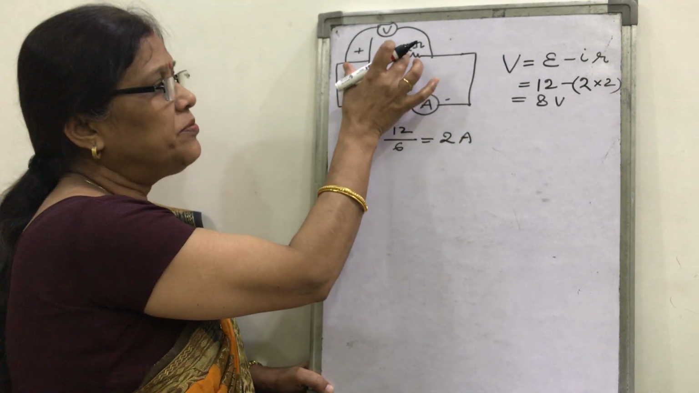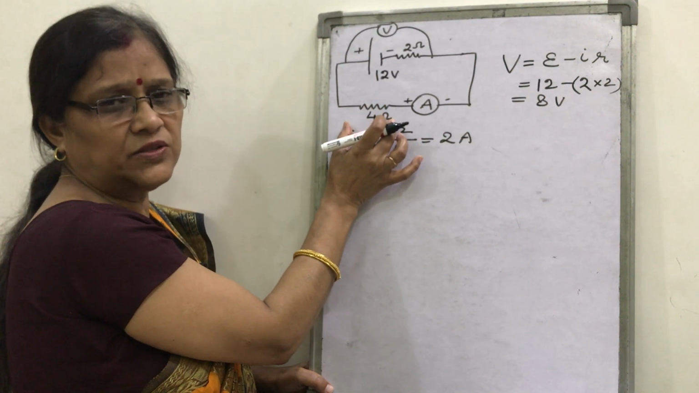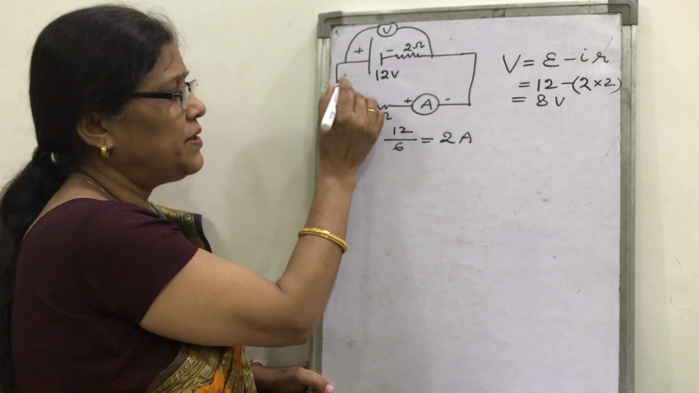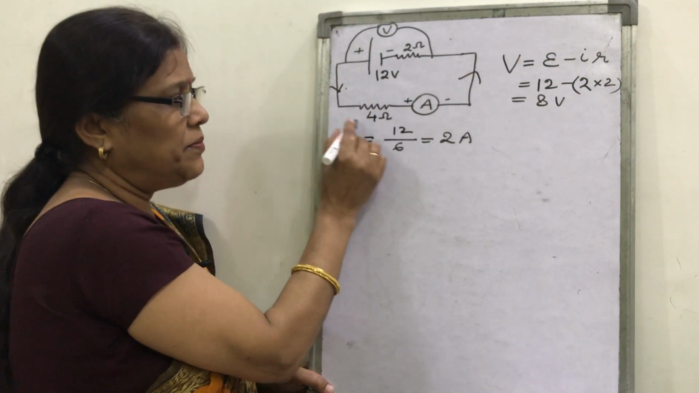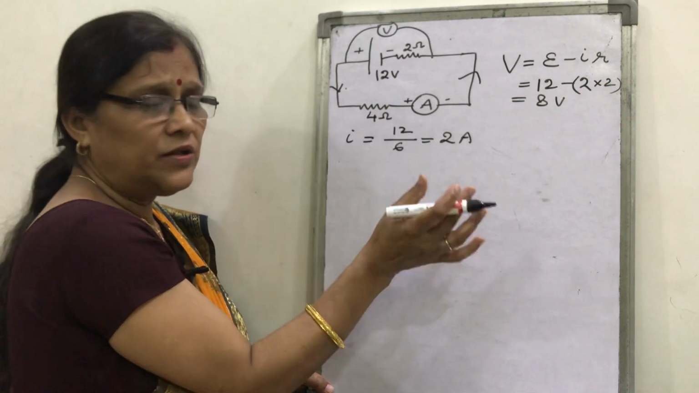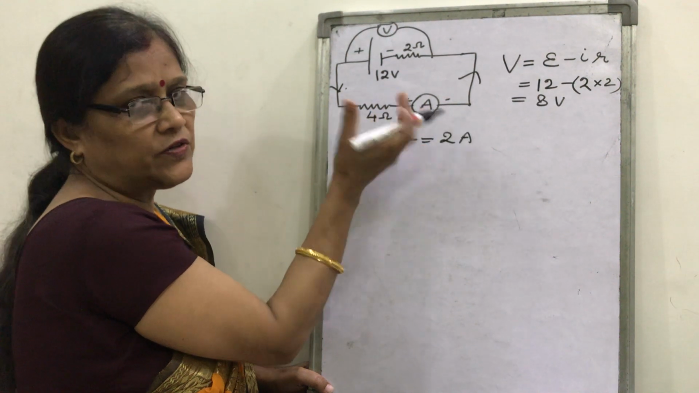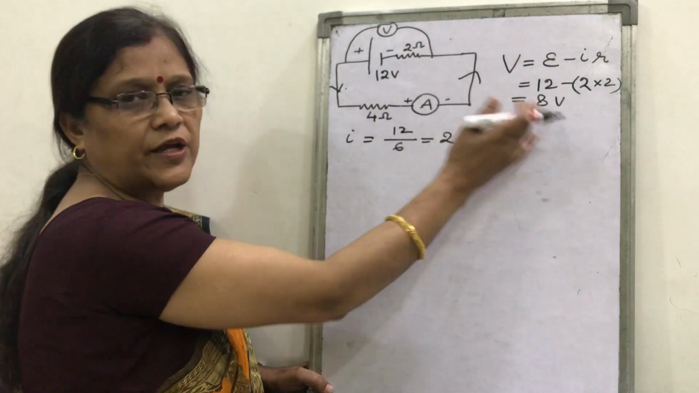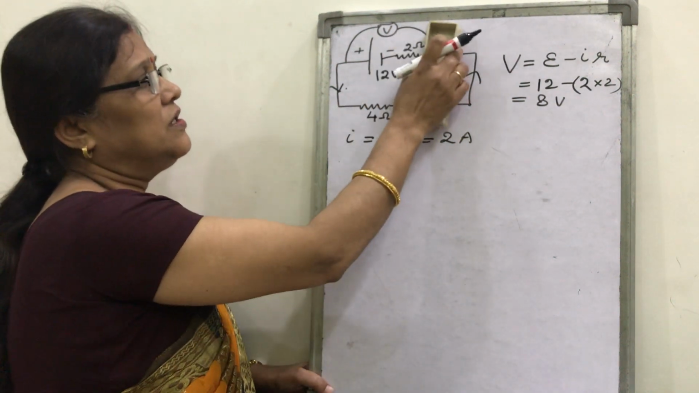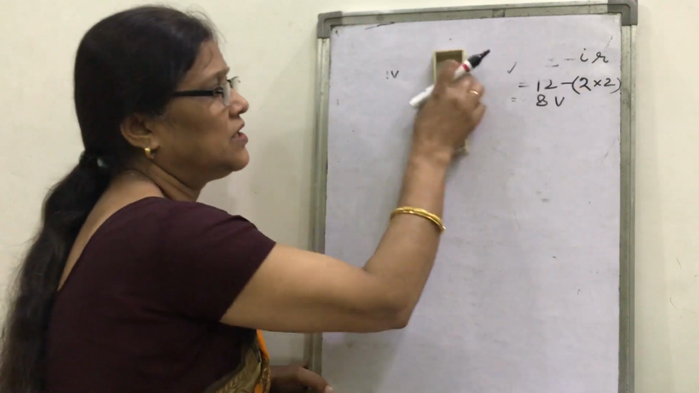Now you have to show that the same 8 volt is read here. It is quite obvious, you can do it orally. What is the current here? This is 2 ampere, and 2 ampere into 4 will be 8 volt. So when the voltmeter is connected across the ends of the 4 ohm resistance, it will also give the same reading, 8 volt. Clear? Now come to the next question.